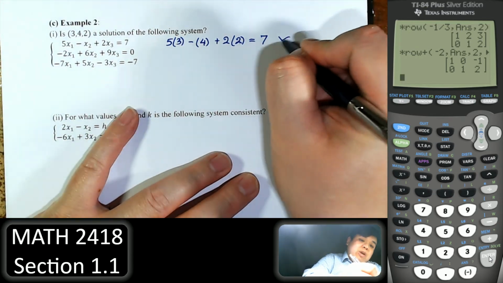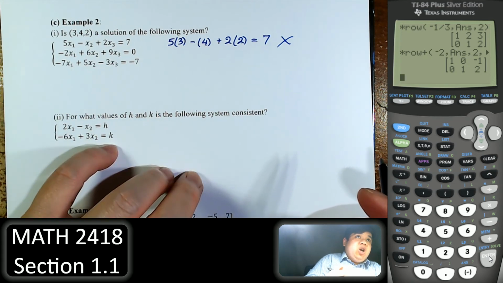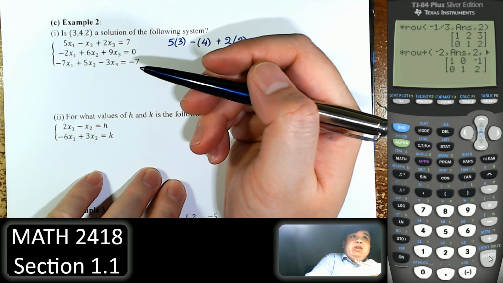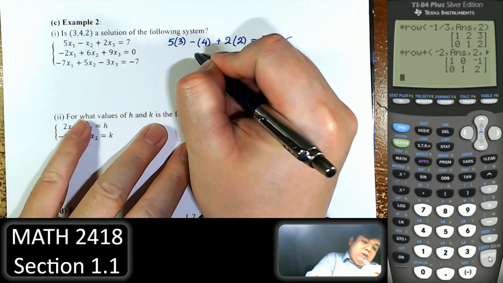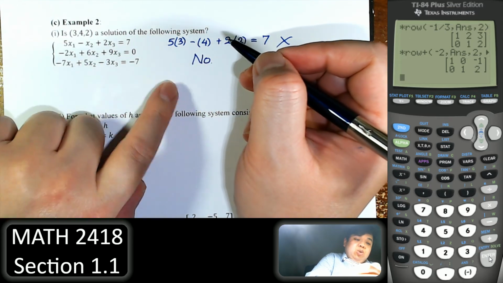So if it's not true, then we don't have to check any other equation. So we just say no, because if it works, it has to be true for every equation. So this will be a no. That is not a solution to the system.